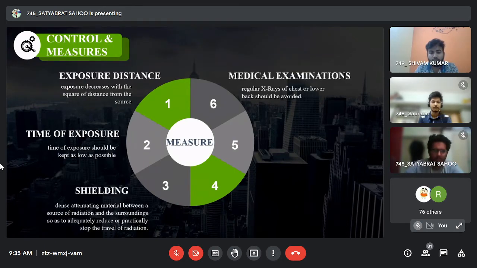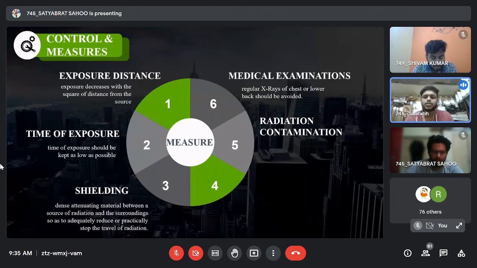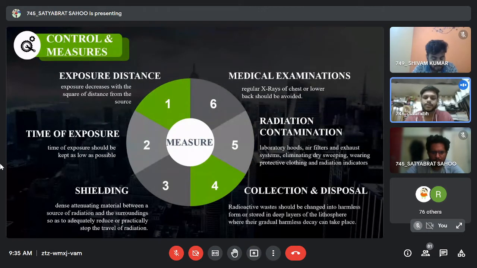Coming to controlling measures of radiation pollution, some of the major control measures are radiation exposure protection, radiation contamination protection, controlled area, controlled storage and disposal. Exposure distance: exposure decreases with the square of distance from the source. Time of exposure should be kept as low as possible. Shielding: dense attenuating material between a source of radiation and the surroundings so as to adequately reduce or practically stop the travel of radiation.